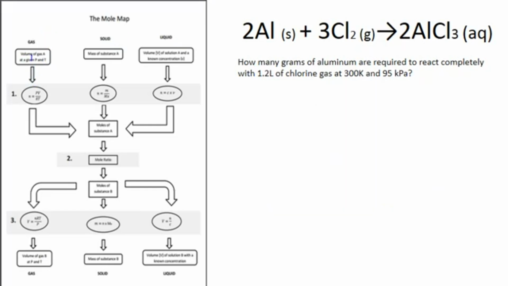So we started here, and step 1 allowed us to get the moles of substance A. Now, if I keep following the map, it tells us we're going to do a mole ratio here. Step 2 is mole ratio. It's always a mole ratio. Now, what are we trying to find? We're trying to find the moles of the other substance, which happens to be aluminum.